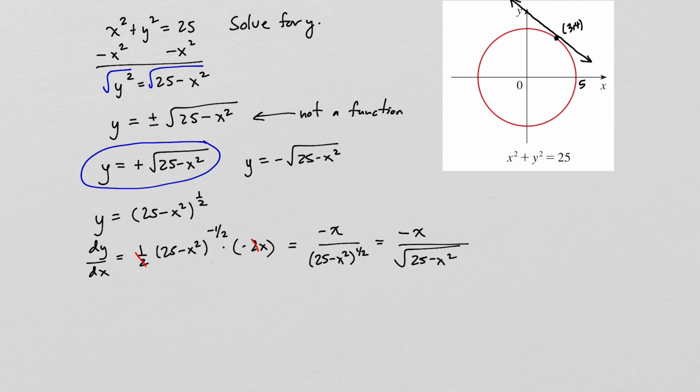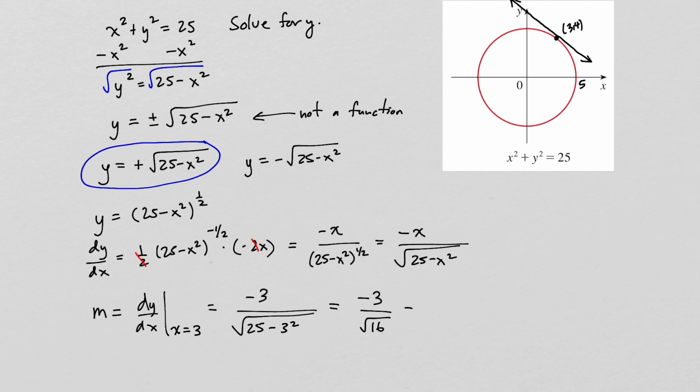Now, to find the equation of the tangent line, we need the slope, and the slope is going to be the derivative evaluated when x is equal to 3, because the point of tangency here has an x coordinate of 3. And so this would be negative 3 divided by the square root of 25 minus 3 squared. And this is negative 3 divided by the square root of 16, which is negative 3/4.